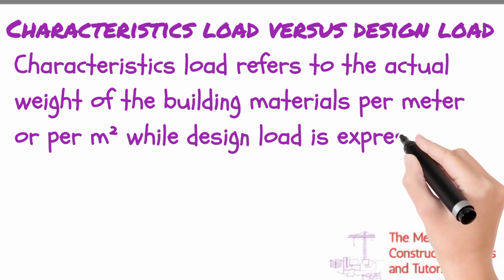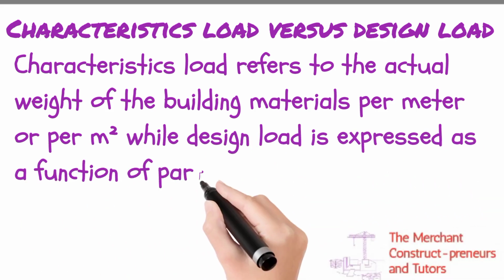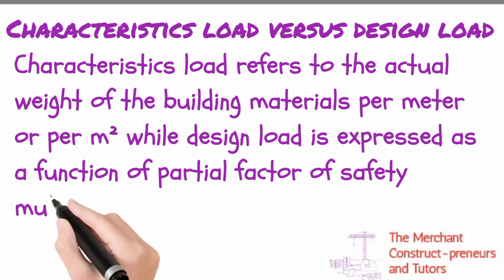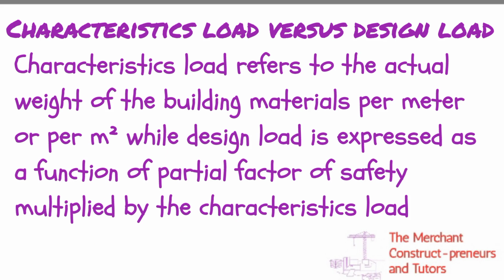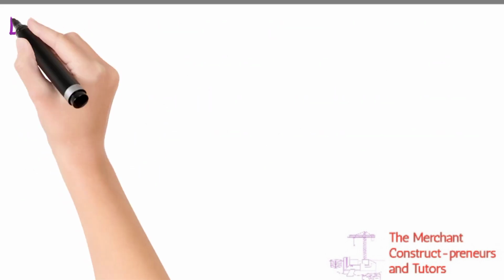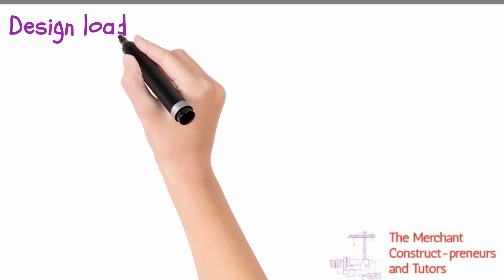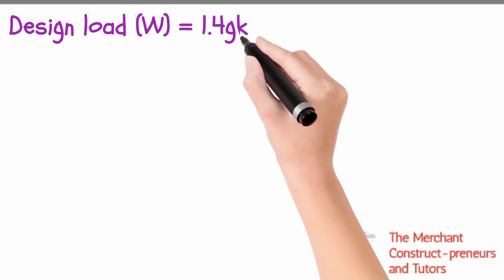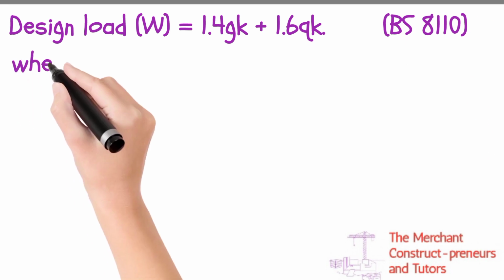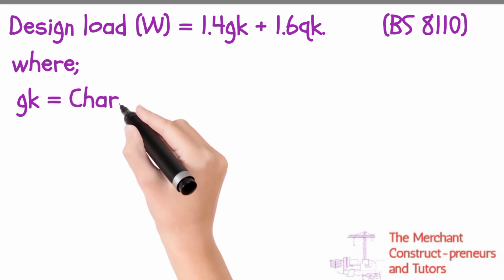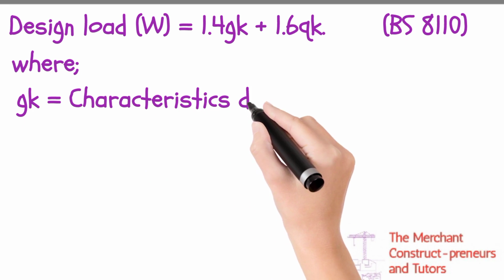Like humans, the weight of today in the next 2 weeks might not be the same weight, so you need to check the partial factor of safety just to be sure, in case this is no longer what is required. Now the design load is expressed according to BS 8110 as 1.4 Gk plus 1.6 Qk, where Gk is the characteristic dead load and Qk is the characteristic imposed load. The partial factor of safety for the dead load is 1.4, the prefix in front of Gk, while 1.6, the prefix in front of Qk, represents the partial factor of safety for live loads.